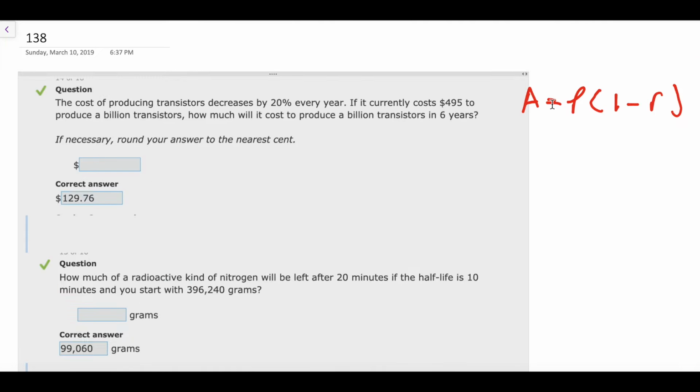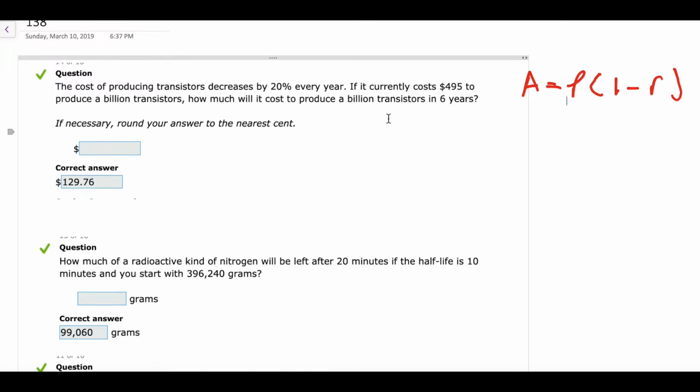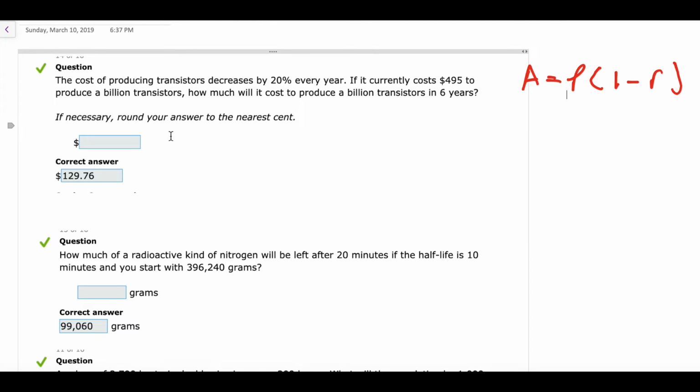Hold on. All right, so let's do the first problem. The cost of producing transistors decreases by, well, this isn't a half-life problem though, but decreases by 20% every year. So if it currently costs $495 to produce a billion transistors, how much will it cost to produce a billion transistors in 6 years? All right, let's start with this one first.